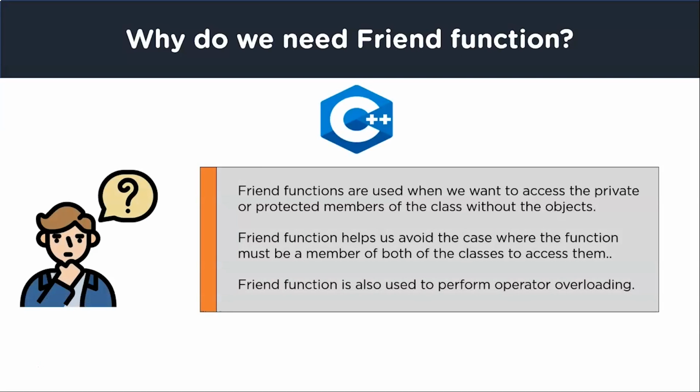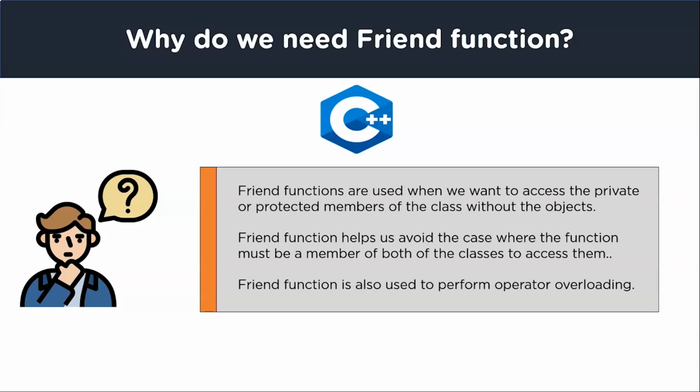So first is, why do we need a friend function? Friend functions are used when we want to access the private or protected members of the class, but without the help of the objects. It helps us in avoiding the case where the functions must be a member of both the classes in order to access them. Or, in other words, a function doesn't have to be a member of both the classes in order to access the class data. A friend function is also used to perform operator overloading. Like functions, operators can also be overloaded, and because of the friend function, it is possible.